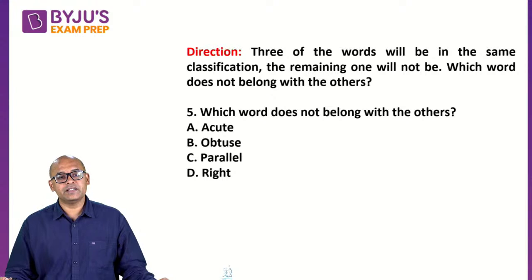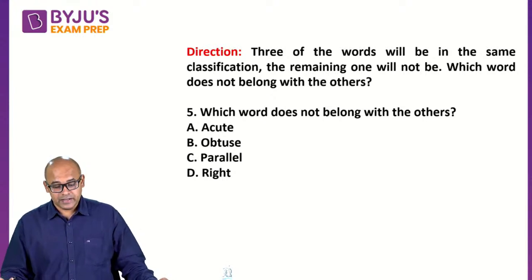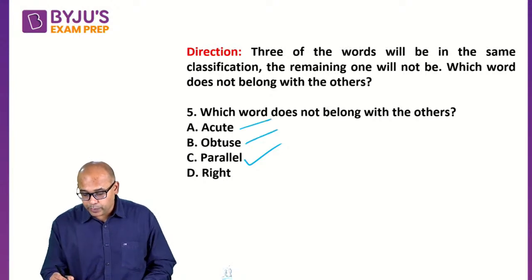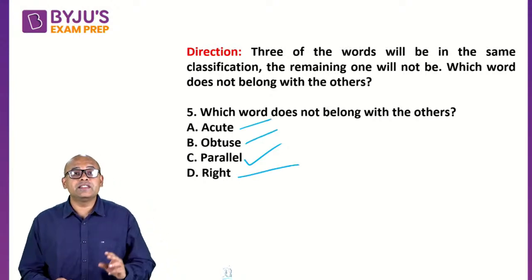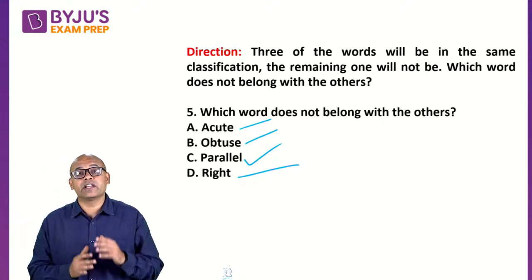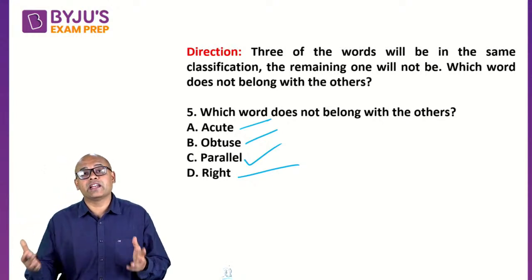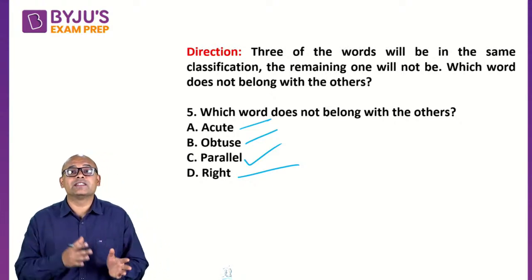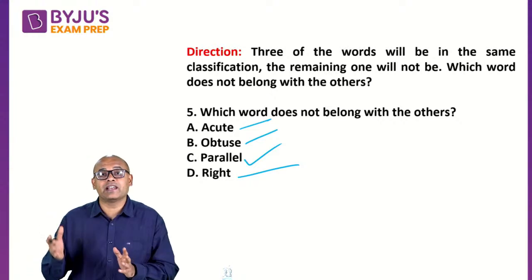Very good, Neeti, Sneha, Mausam, Malik. The correct answer is option C. Why is it option C? Because acute, obtuse and right angle are the names of triangles based on the angles, or they can also be called angular measurements. Acute angle is less than 90, obtuse angle is greater than 90, right angle is exactly 90.